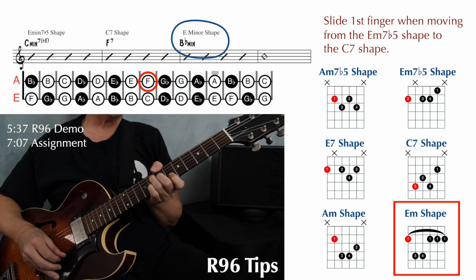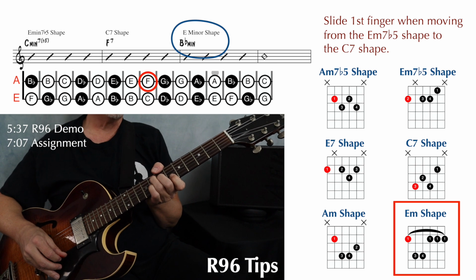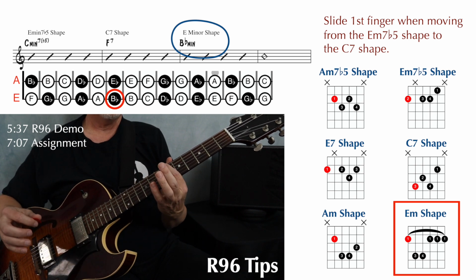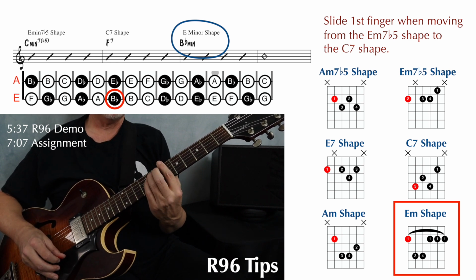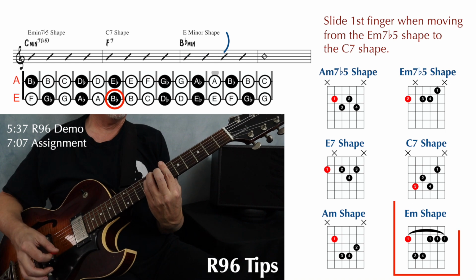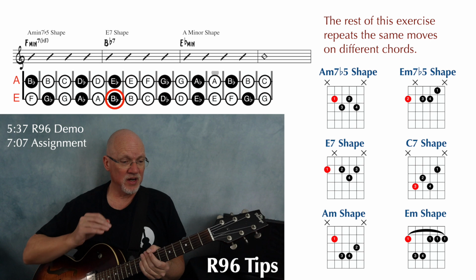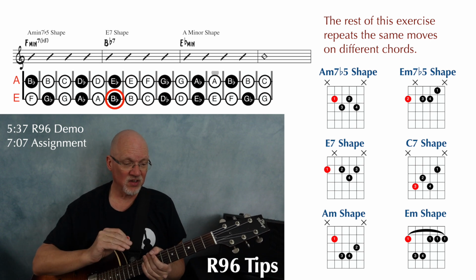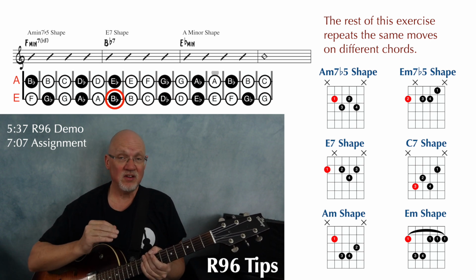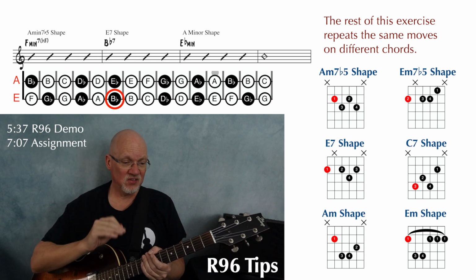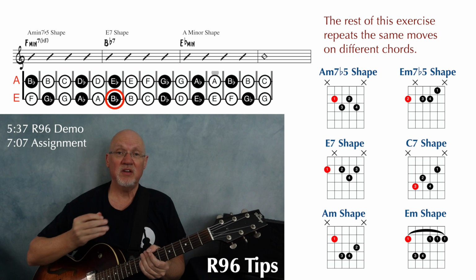Then we have a B flat minor using the E minor shape. The E minor shape has a root on the 6th string. Need to find a B flat note on the 6th string for our root. That's at the 6th fret, and you play that minor shape. Beginning in line 3, we're going to repeat those moves. So lines 3, 5, and 7, you're going to play the same moves you did in line 1, and in line 4 and 6, you're going to do the same moves you did in line 2.